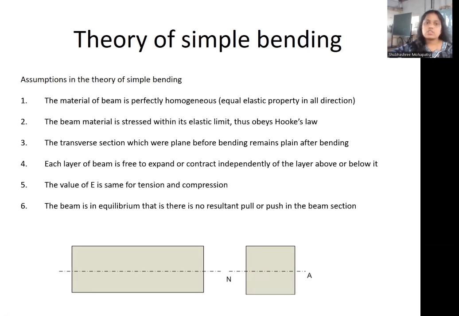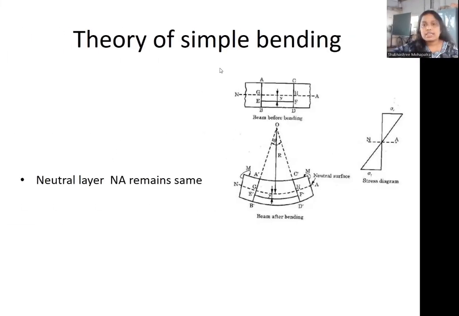Next point is the beam is in equilibrium. That means there is no resultant pull or push in the beam section. Let's take a cross section A, B, C, D. In this cross section, a segment EF will be taken for consideration. This EF is y distance away from the neutral axis. At the neutral axis, there is another section, GH.